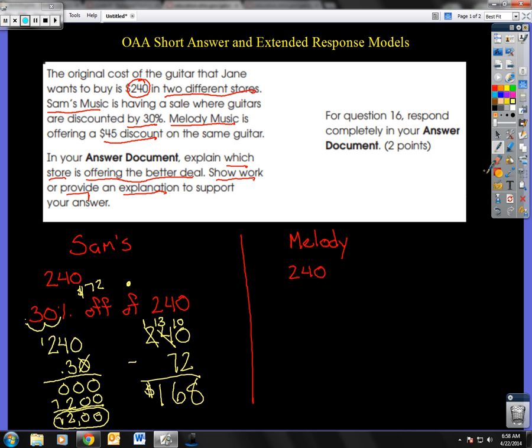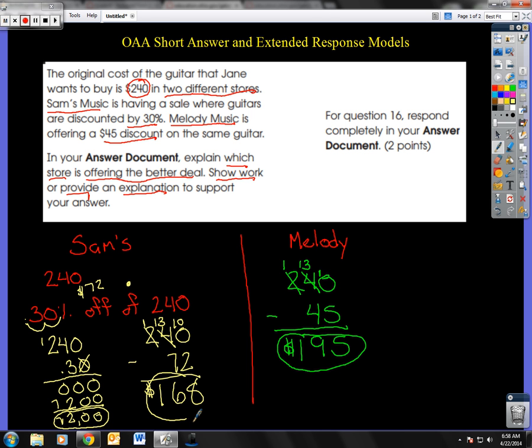Now, at Melody's, it's a little less mathematics. A little less calculations, I should say. It's $240 there. As I said before, I am getting $45 off, so minus 45. Can't take 5 from 0. This becomes a 10, because I borrowed 10 from here. I need to borrow 100 from here, so that really gives me 130 minus 40. So I have 10 minus 5 is 5, 130 minus 40 is 90. I get $195.